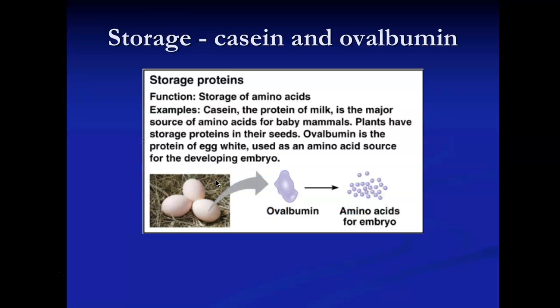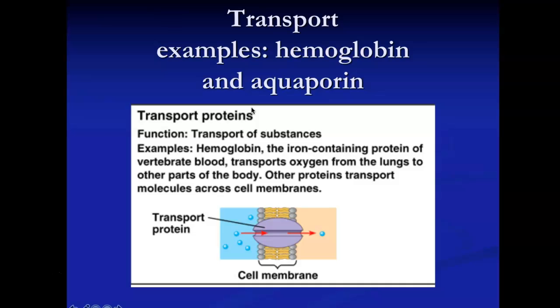All right, proteins are going to act as storage. Casein and ovalbumin are storage proteins found in eggs. And so they're the storage of amino acids. Casein is the protein in milk. It's a source of amino acids for baby mammals. And plants have storage proteins in their seeds also. Ovalbumin is a protein in egg white, and it's used as an amino acid source for developing embryos. So I need you to know that proteins can function as storage.